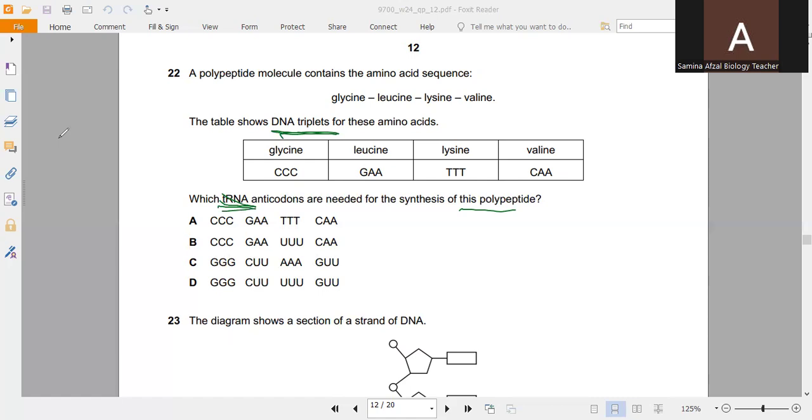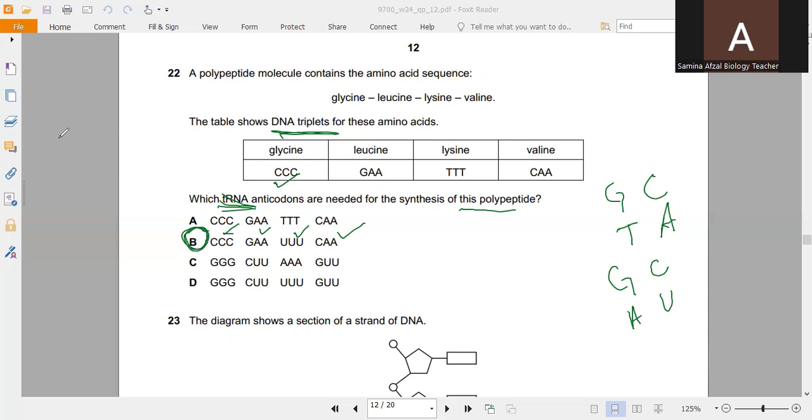The RNA has a single strand, and there is a difference between DNA and RNA. In DNA there are four nitrogen bases: guanine, cytosine, thymine, and adenine. But in RNA, there are guanine, cytosine, adenine, and instead of thymine, there is uracil. So it will be the same, with uracil instead of thymine.